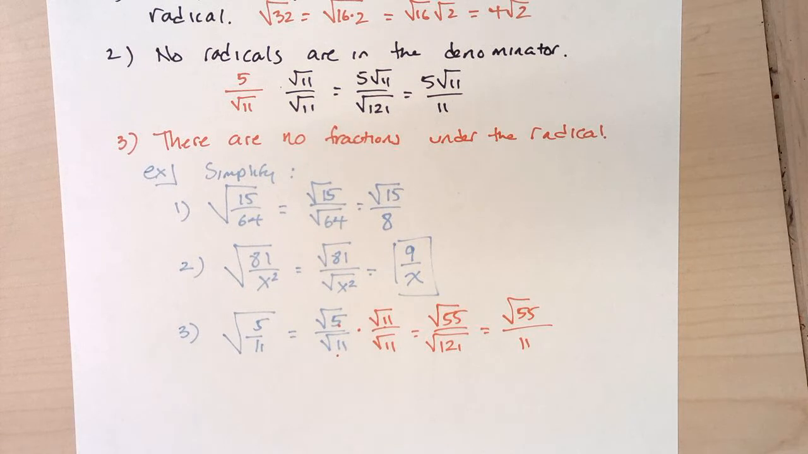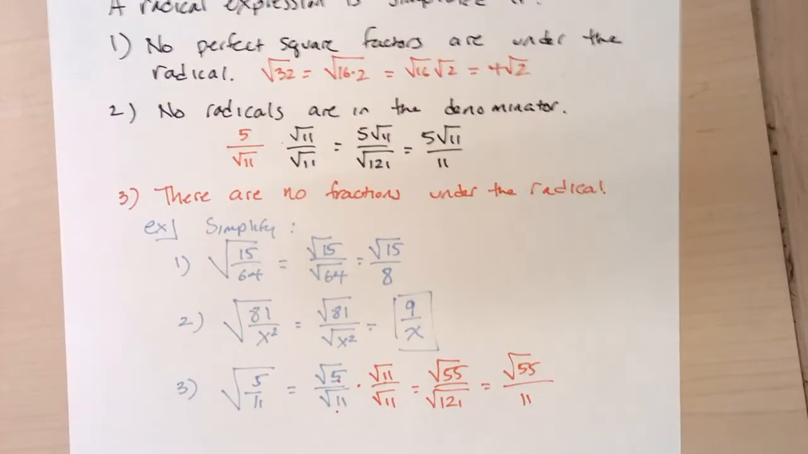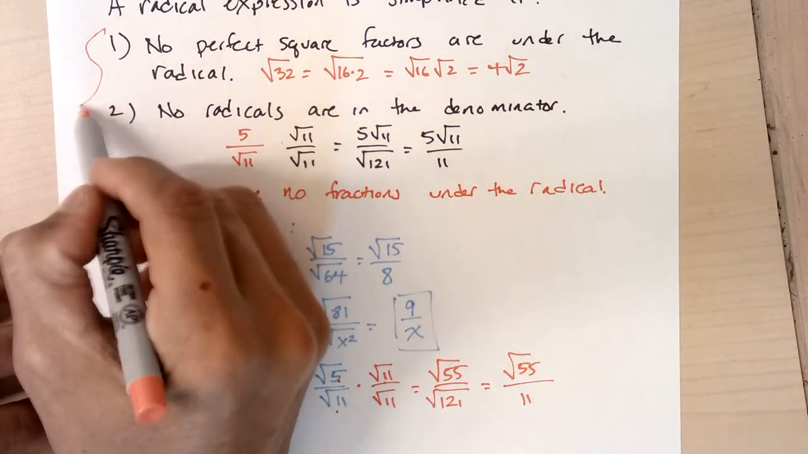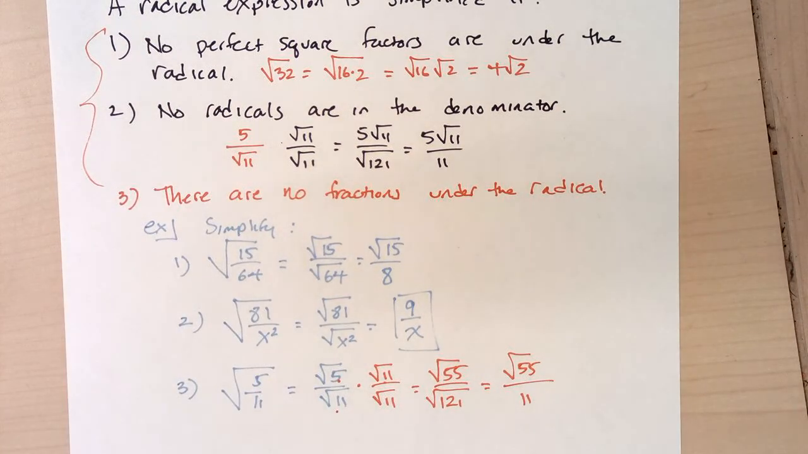So those are all the ways that you could determine whether or not a radical is simplified. These 3 ways here, you always have to check to see if there's no perfect square factor underneath the radical, there's no radical in the denominator, or there's no fractions underneath the radical.